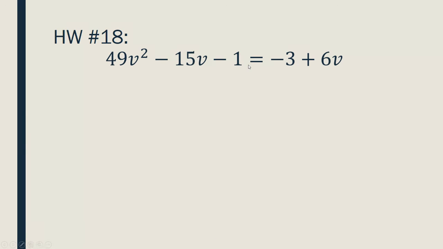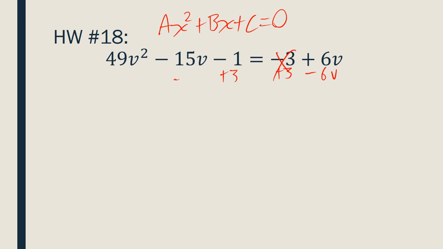Okay, I want to do one more. This one's number 18. This one looks a little bit intimidating, which is why I wanted to cover it. To start, I need to make sure that my quadratic equation is in standard form, ax squared plus bx plus c equals 0. In order to do this, I'm going to add 3 on both sides so I can make this side equal to 0. And I'm going to subtract 6v on both sides so I can set that side completely equal to 0.